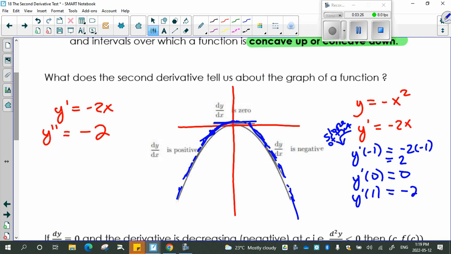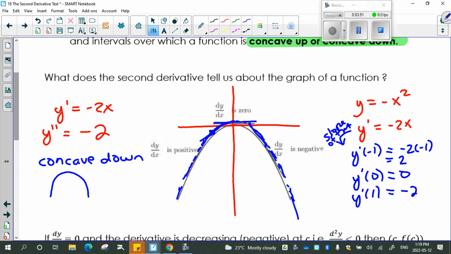Okay? So whenever you get a y double prime to be negative, it's said that we are concave down. And concave down means when you draw your graph, it's going to look like a frown. Okay? So it gives you a better idea of how to draw the curves. Okay, so over that whole interval, we're concave down.